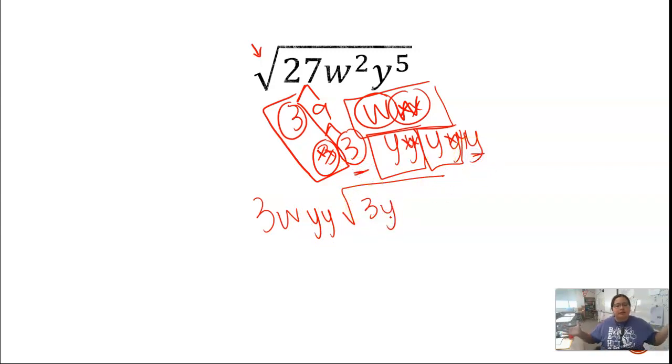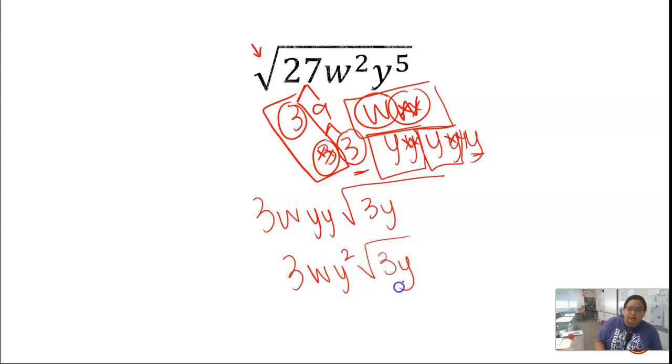Remember, everything that made it outside, all the numbers multiply. And all the numbers on the inside multiply. So my final answer is 3Wy squared, square root of 3y.